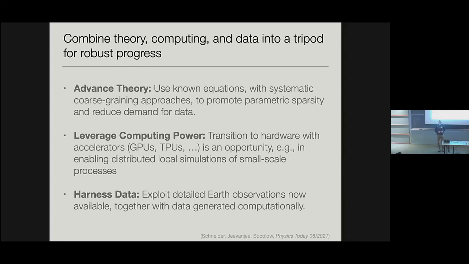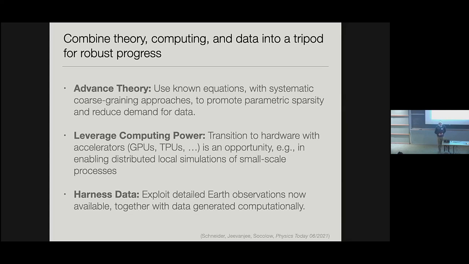done before. So we now use equations of motion where you have them, systematically coarse-grain them, and what you get from it is you promote parametric sparsity and you remove the burden on the data to learn things that you can get from the equations of motion. And I'll show you how it works for clouds. And as I said, it even works for plants. We know something about plant hydraulics, how water moves in plants. You can use that in plant modeling quite explicitly.